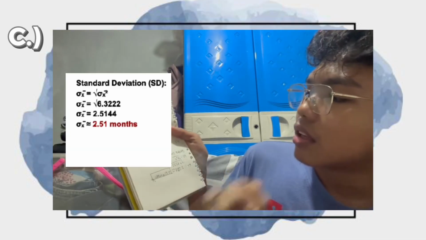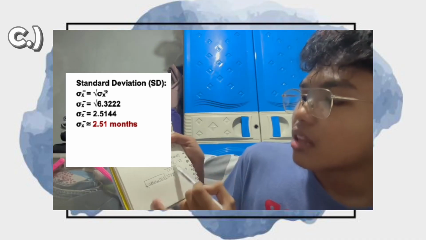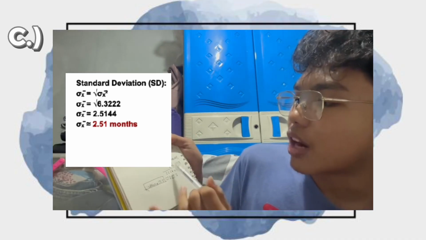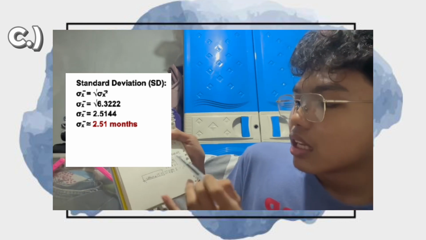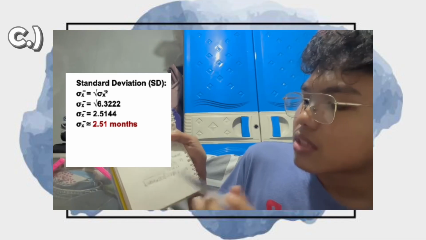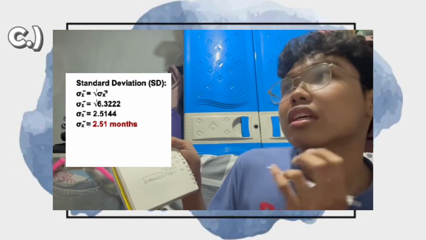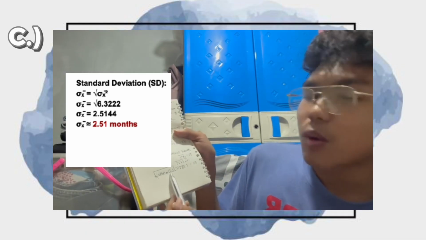Next, we have the standard deviation. We're just going to get the square root of the variance of the sample mean. So the square root of 6.3222 is equal to 2.5144, and to the second decimal place, we have 2.51 months.